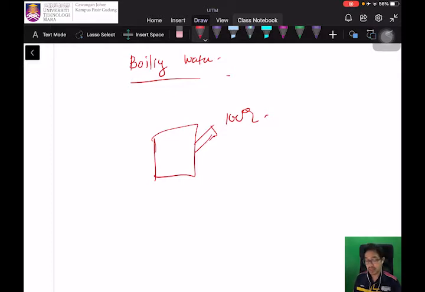But typically the scientific word we call it is that the water is already boiled. So the water is already boiled. This will happen only at the standard atmospheric condition, which is at 1 atm. This is also equivalent to 101.325 kilopascal.